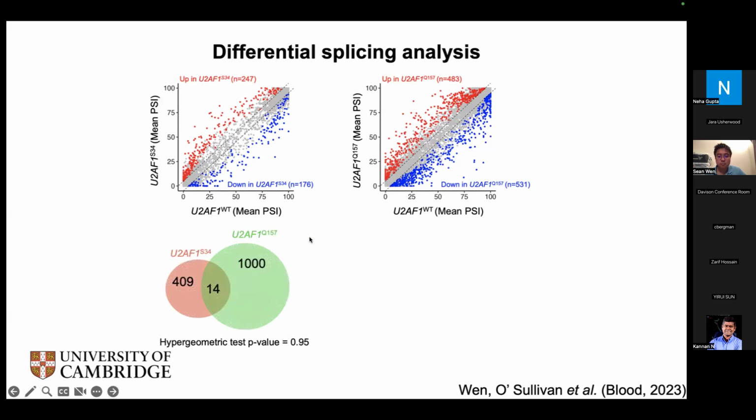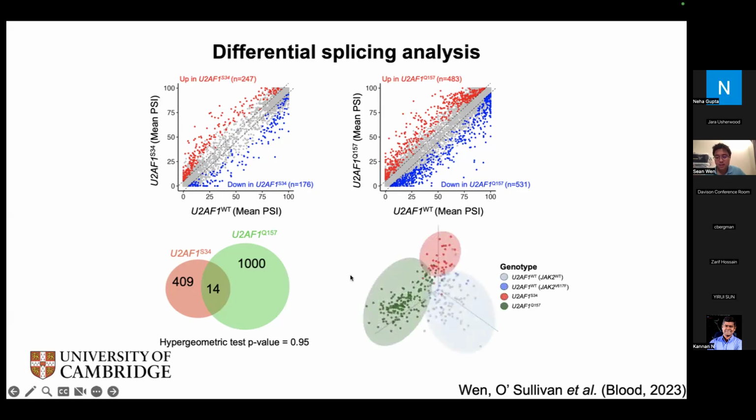To our surprise, if we plot a Venn diagram, looking at the overlap between the exons that are dysregulated in the S34 versus Q157, you would see very, very little overlap. And this suggests that although the mutations affect the same gene, they certainly lead to very different lists of exons that are dysregulated. And so when we did a PCA analysis, this is exactly what we saw. We saw that the S34 in red clusters separately from the cells of Q157 in green, which in turn cluster quite separately from the cells which don't have any mutation in U2AF1.